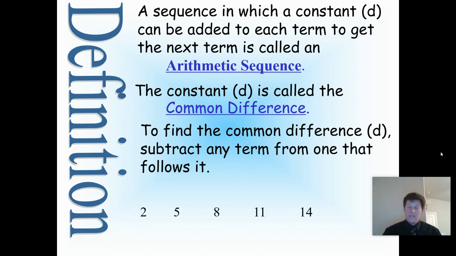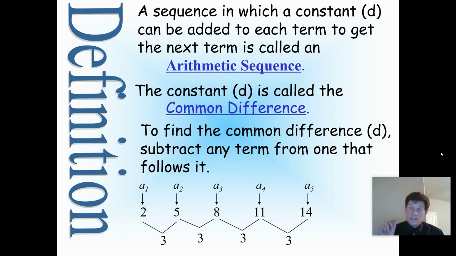So if we have this sequence here, this list of numbers, 2, 5, 8, 11, 14, we can determine if it's arithmetic by looking at the difference between each number. Simply take the numbers and subtract them, and we can find out what that common difference is. So 5 minus 2 makes 3, 8 minus 5 makes 3, 11 minus 8 makes 3, 14 minus 11 makes 3. It's the same difference every single time. We know this is an arithmetic sequence.